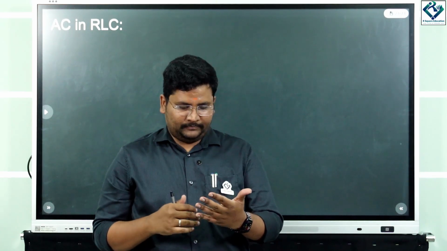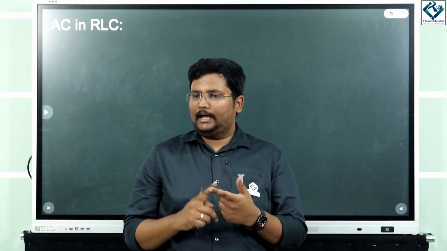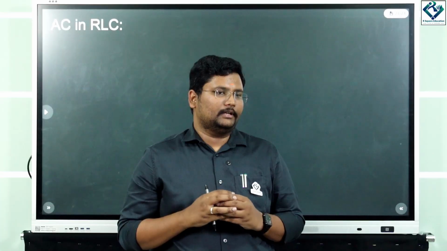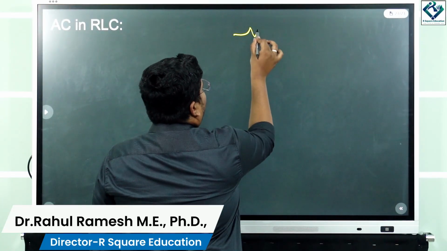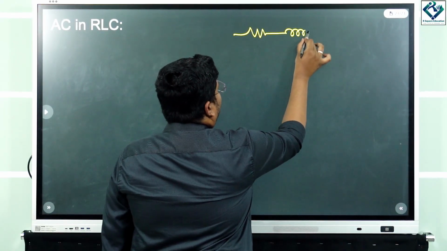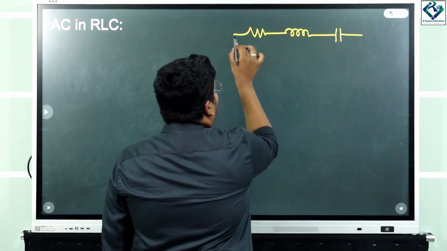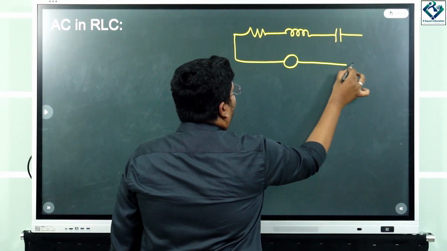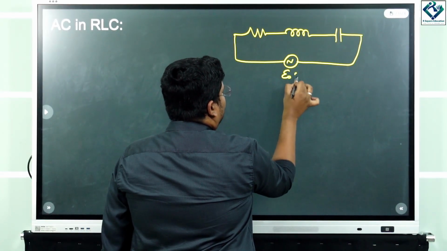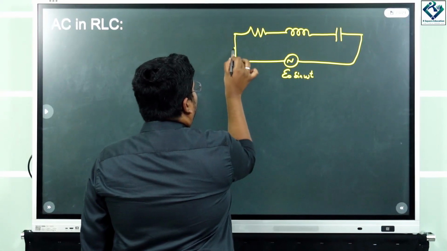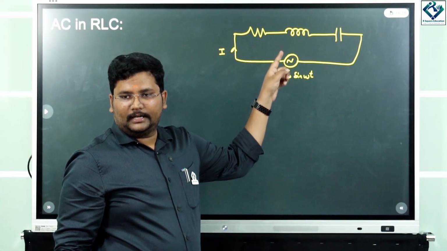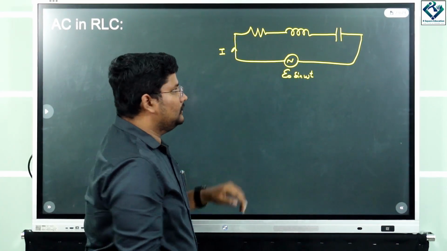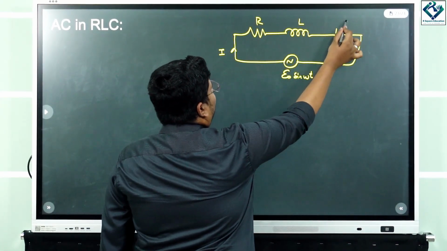Right? So we are going to combine R, L, C together, and we are going to give some AC input, and we are going to see how the I is going to be. So for that, I consider a resistor, an inductor, and a capacitor all together connected in series. The input is going to be I naught sin omega t, the current is going to be I, and we know pretty well the current is going to be same for all three components as it is connected in series. So this is going to be R, this is going to be L, and this is going to be C.